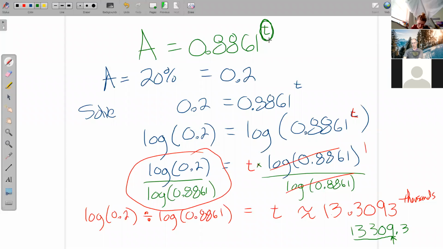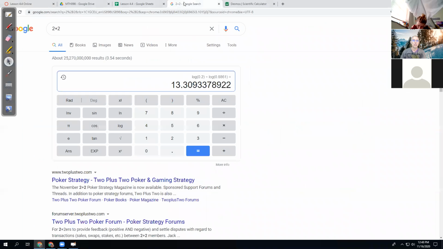And this is going to be a useful strategy on your upcoming exam that you know how to check, because there's no submit question button on the exam. So if I take 0.8861 and raise that to the power 13,309 years. Oh, wait a minute, that's not right, why not? T has to be the decimal version of that, 13.309.